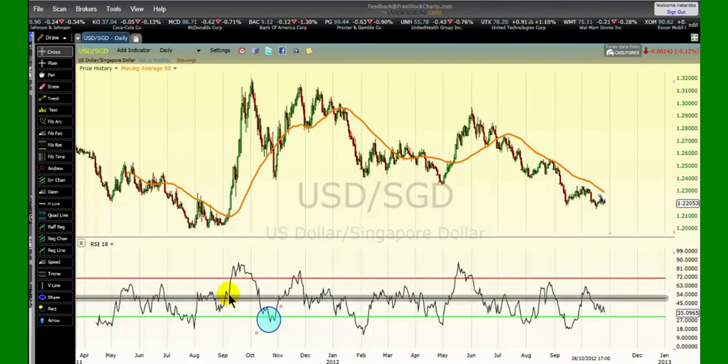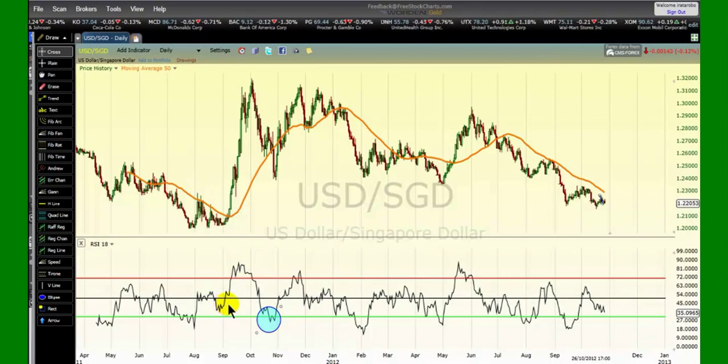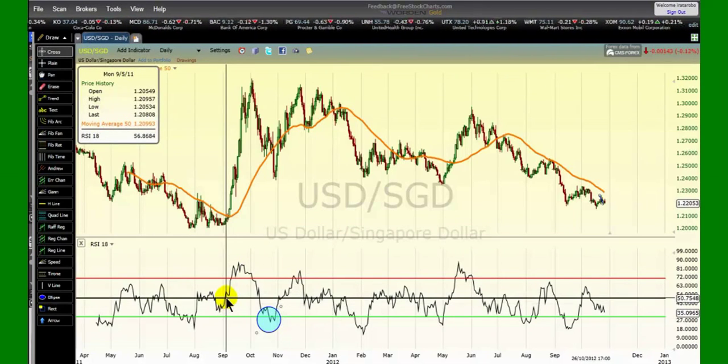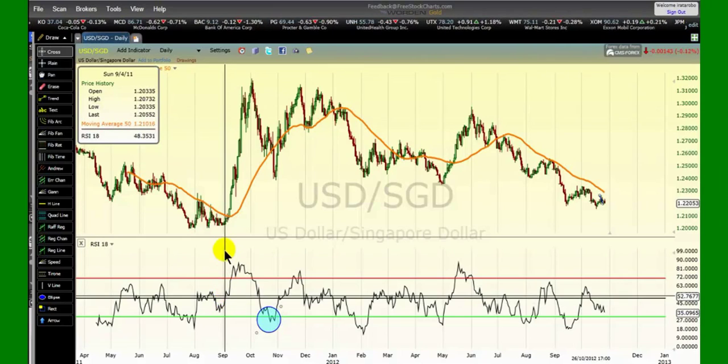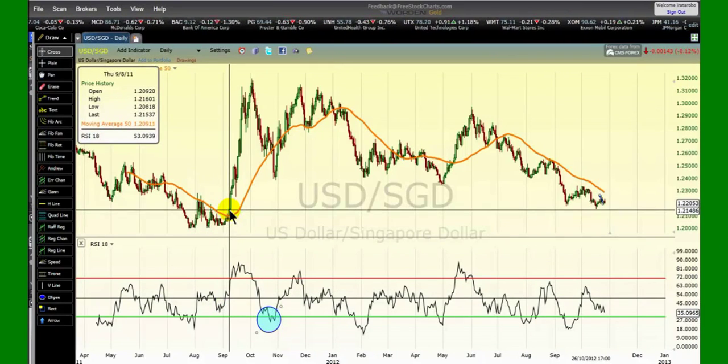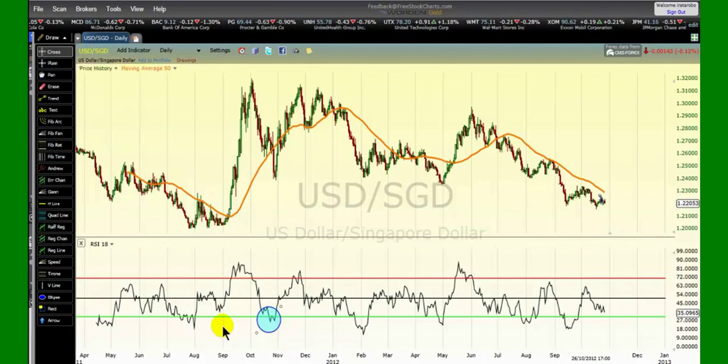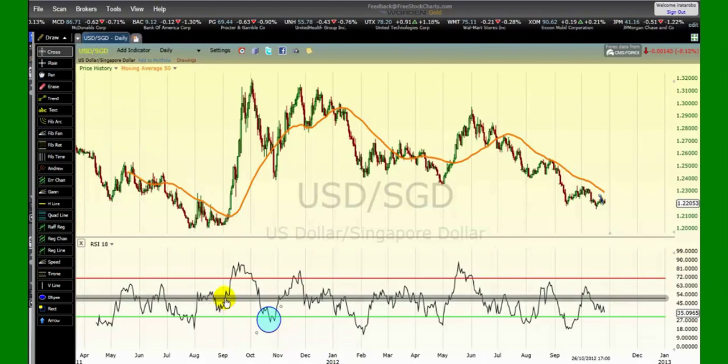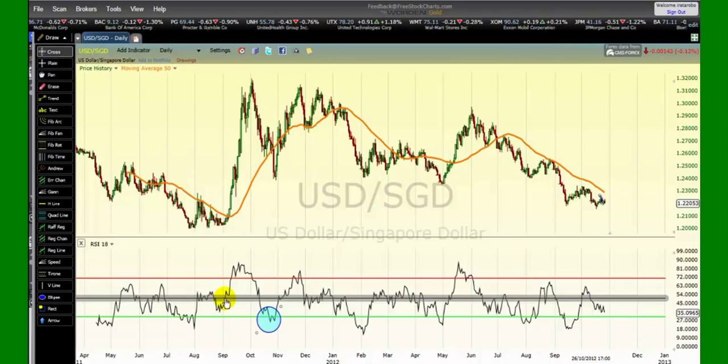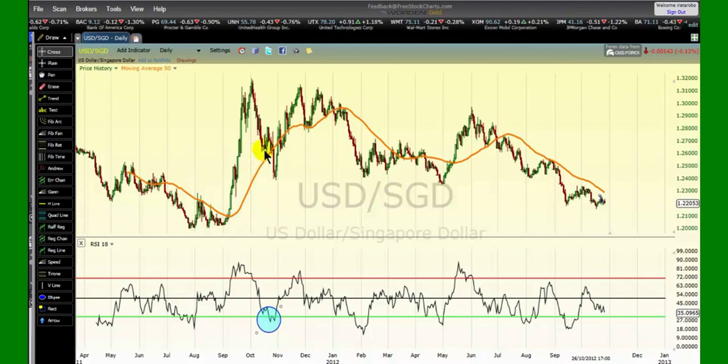So you can see here the RSI was crossing above the 50 here. At the same time, the price was crossing above the simple moving average 50. In fact, when the RSI moved far away from the 50, we have a kind of deviation of the price in relation to the simple moving average 50.